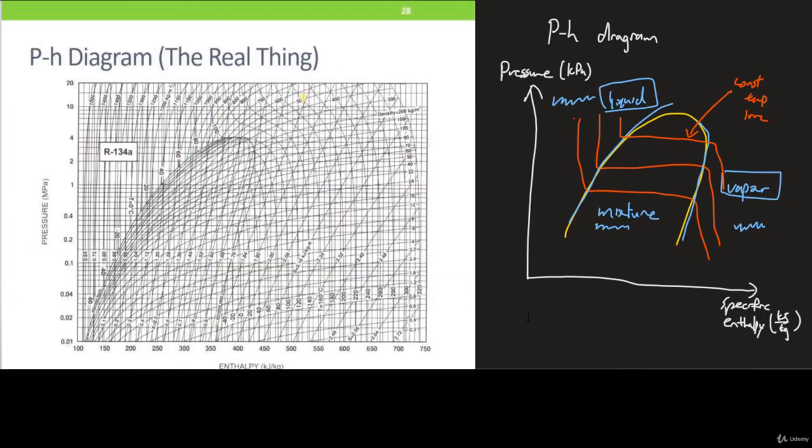The real thing for the R134A pH diagram actually looks like this. It's very, very complicated. There are a lot of lines, but of course it's more accurate. That means the temperature lines are broken into smaller divisions, and it's much more accurate.